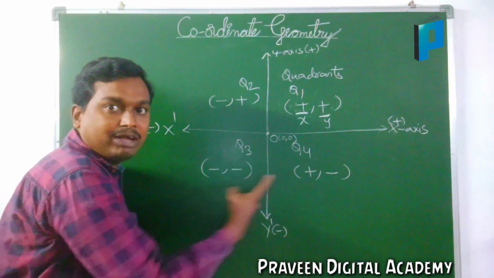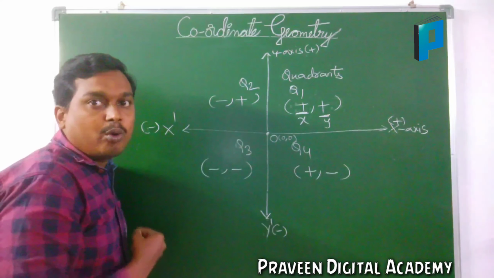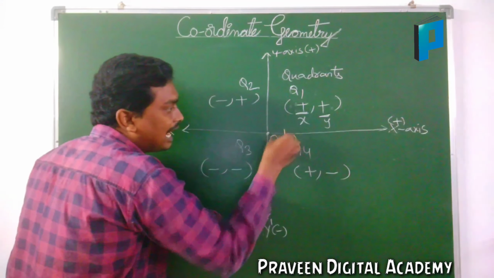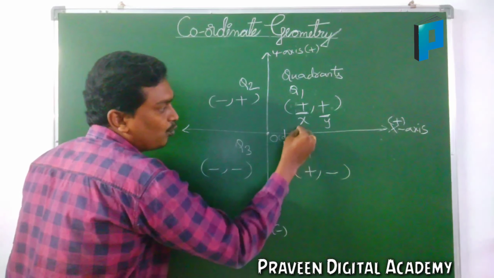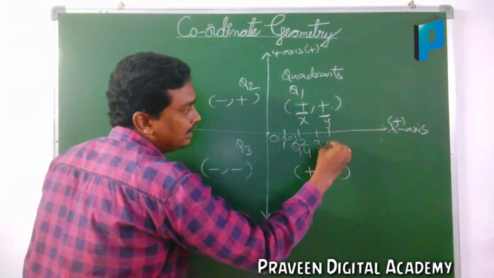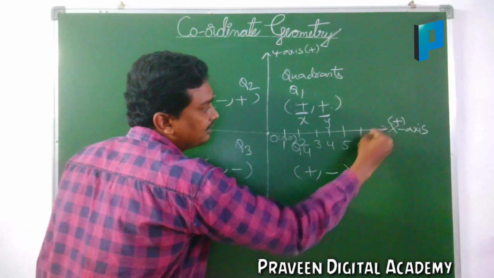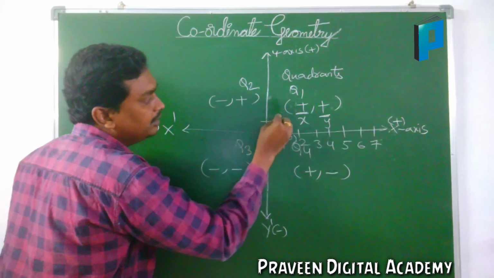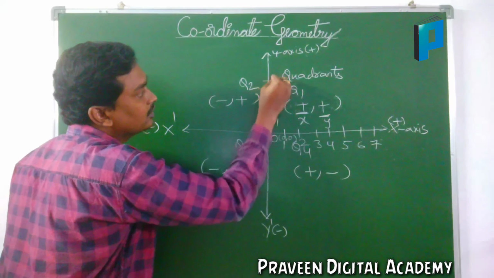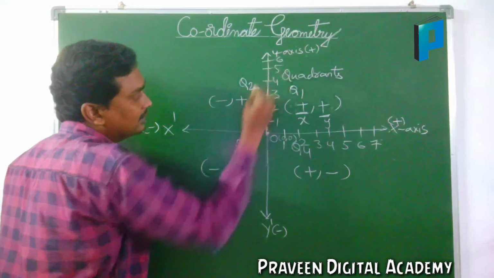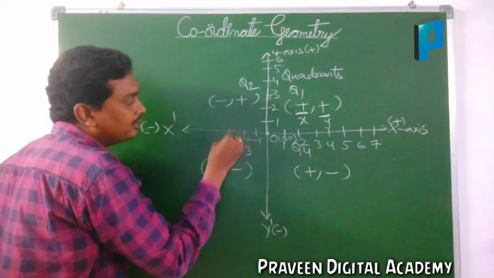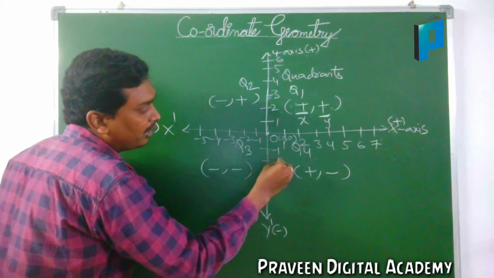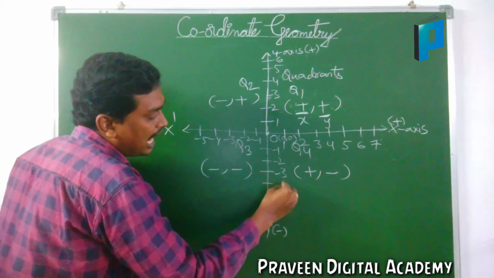Here also we have 4 quadrants in the coordinate system. This is the positive x-axis. Here I will mark the coordinates 1, 2, 3, 4, 5, 6, 7. These are positive coordinates of the x-axis. These are also positive coordinates of the y-axis. These are negative coordinates of the x-axis, and these are negative coordinates of the y-axis.